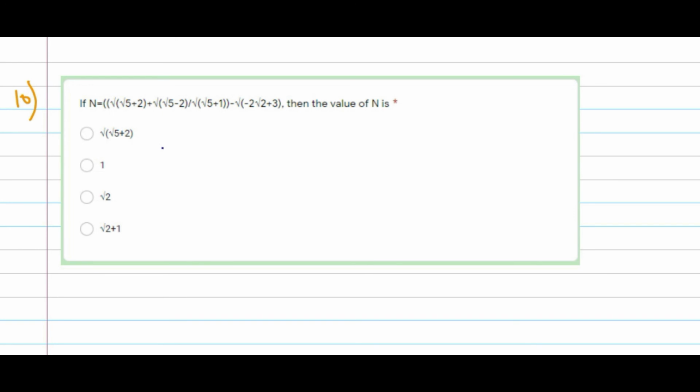This problem is a little tricky, so we need to answer carefully. The question is n is equal to square root of 5 plus 2. Okay, one more square is there. Let me have square root of 5 plus 2 plus square root of 5 minus 2. So you can see the bracket here. This bracket, and this bracket starts from this point only.